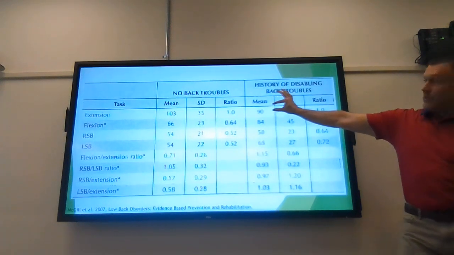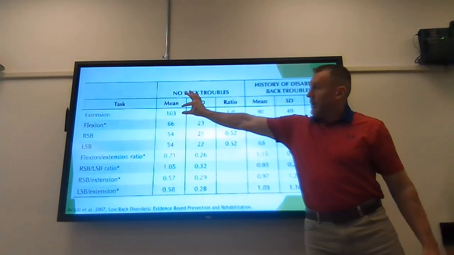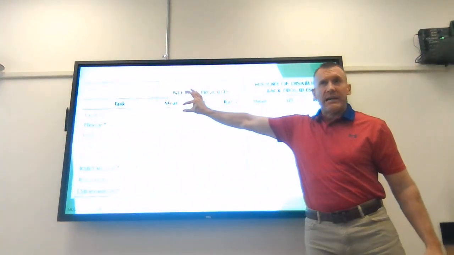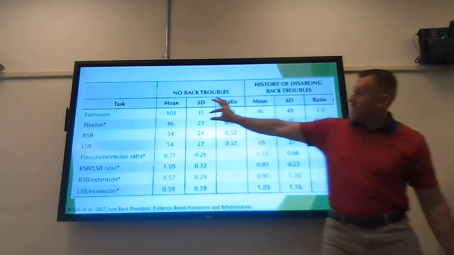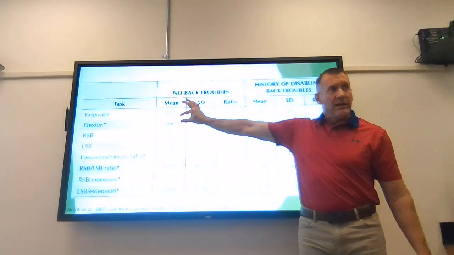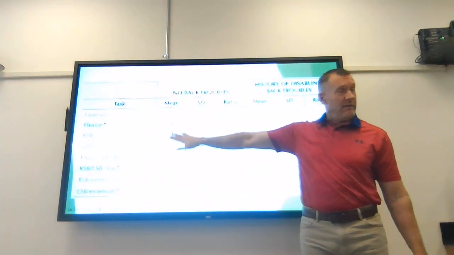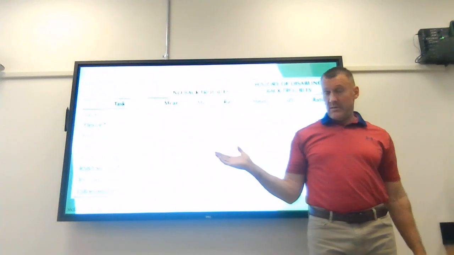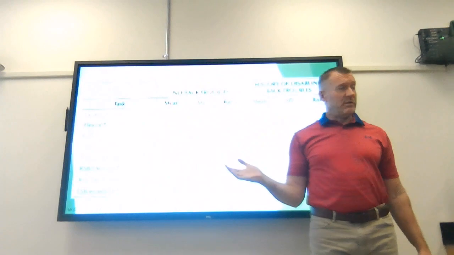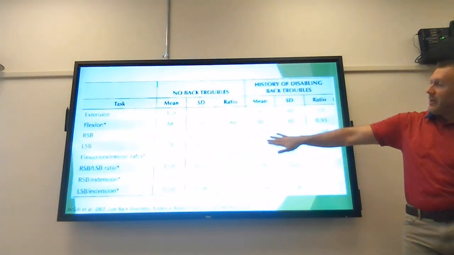90 seconds versus 103. Okay, so there's a deficit. 84 seconds on flexion versus 66. Okay, so this is what we want to see because this is from a large population of people without back problems. So what are you immediately seeing over here?